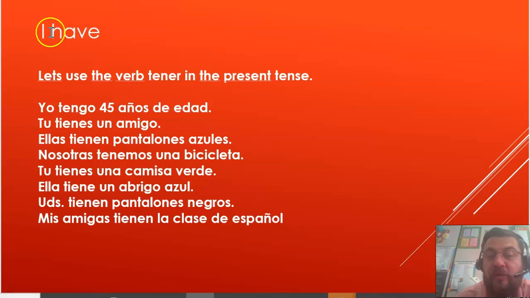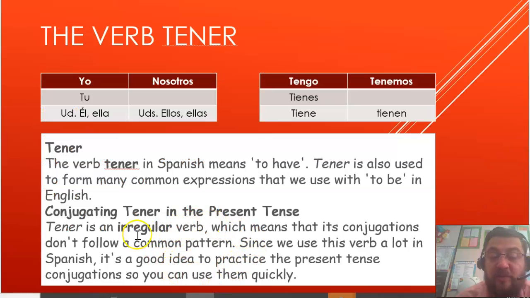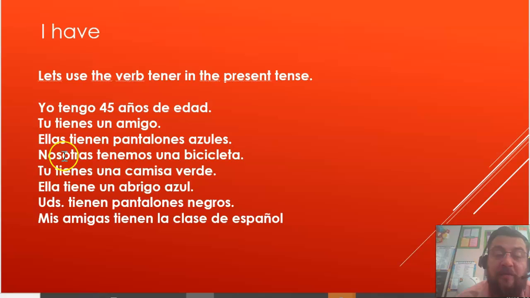I have, or yo tengo. Let's use the verb tener in the present tense. Yo tengo 45 años de edad. I have 45 years of age. So in Spanish, we say yo tengo. I have 45 years, right? Instead of I am 45 years old. Remember how in here it told us that we sometimes use it to express the verb to be. So I am 45 years old will be yo tengo 45 años de edad. I'm 45 years old.